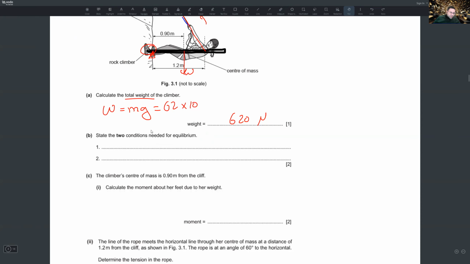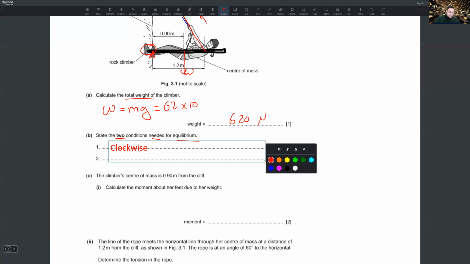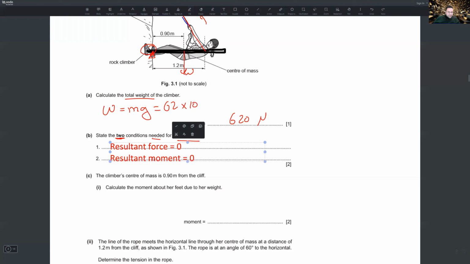State the 2 conditions needed for equilibrium. ايه 2 conditions؟ يلا. Clockwise sorry. Resultant force equals 0 أو ممكن تقولوا no resultant force. Resultant moment equals 0 أو نقول no resultant moment. Both answers are okay. مش فارق معايا تقولوا no أو equal 0 الاتنين صح.